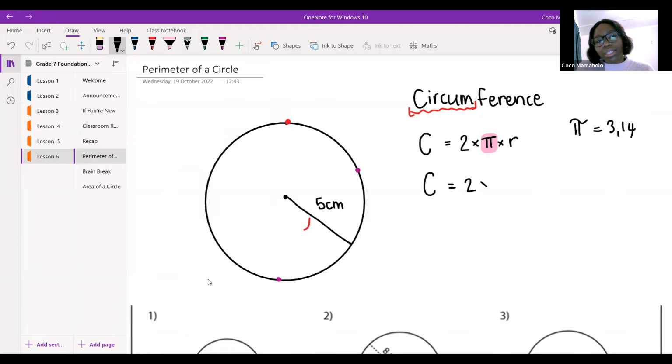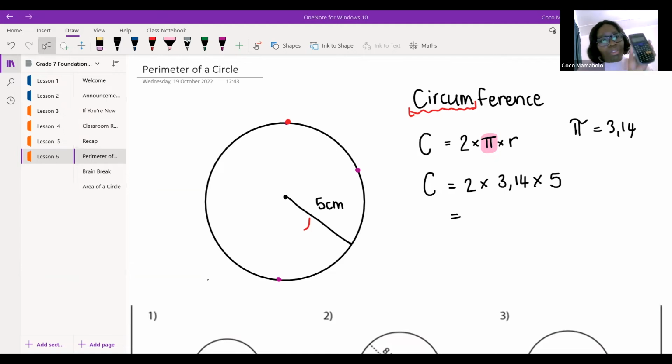2 times, now remember that my pi is going to be 3.14, times my radius, which is 5. So what you guys are going to do is go to your calculator and open it and go 2 times 3.14 times 5 is equal to, and you're all going to put your answer in the chat for me. Go for it. Drop your answer in the chat, guys. What did you get?